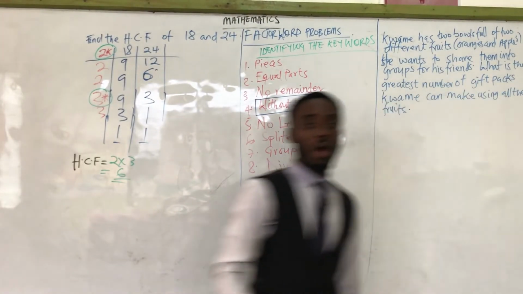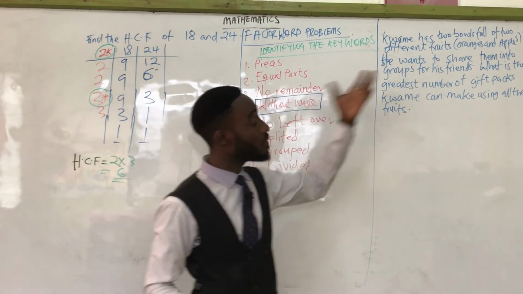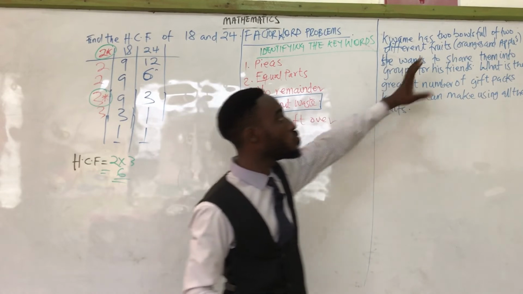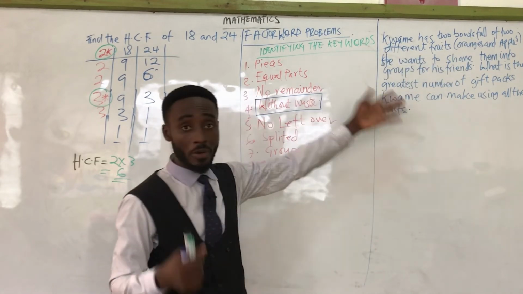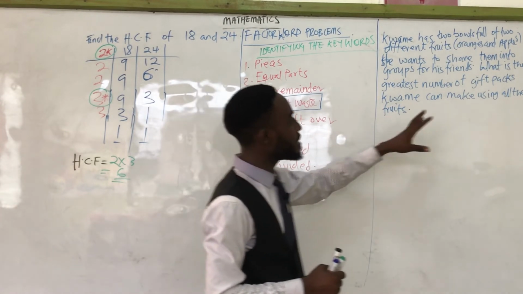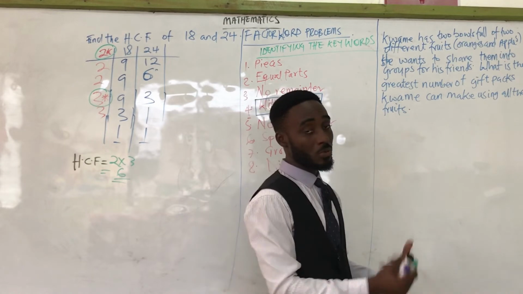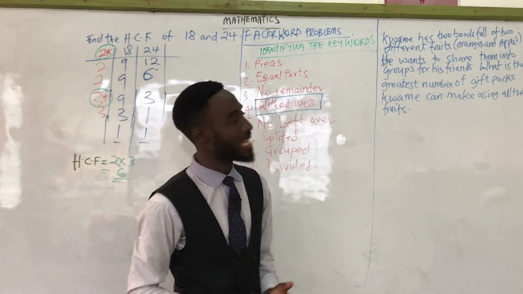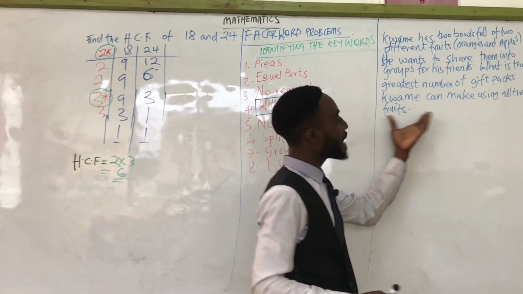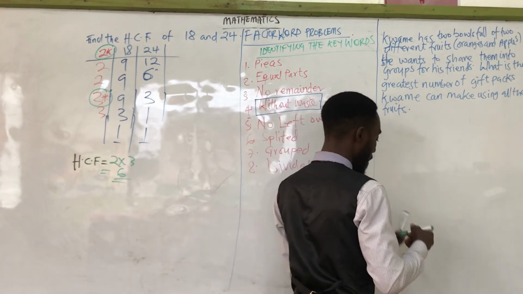Alright. Okay, now, so this is a typical question involving factors. Kwame has two bowls full of two different fruits, oranges and apples. He wants to share them into groups for his friends. What is the greatest number of gift packs? Probably he wants to give the fruits as gifts. So, gift packs Kwame can make using all the fruits. So let's see how we can go about it.